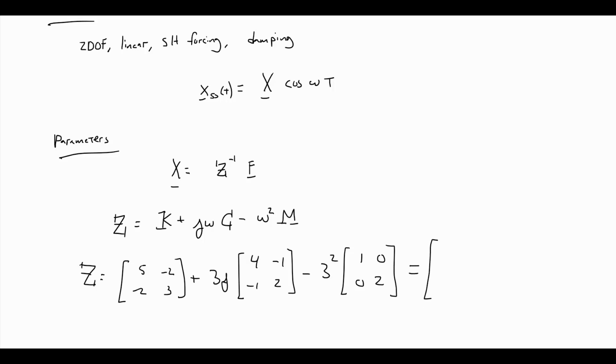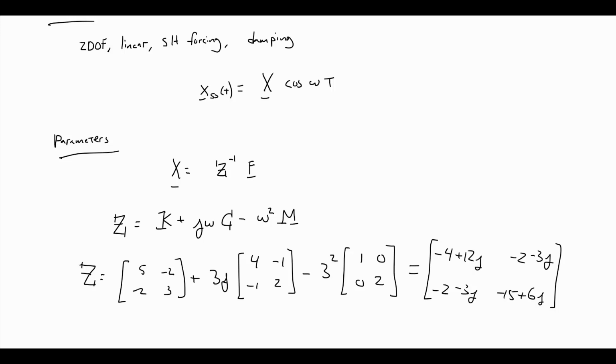Carrying through this calculation, we get the complex values in our matrix, -4 plus 12J, minus 2 minus 3J, minus 2 minus 3J, it's still a symmetric matrix, and minus 15 plus 6J. So that's our impedance matrix. It's complex because we have damping in this system.